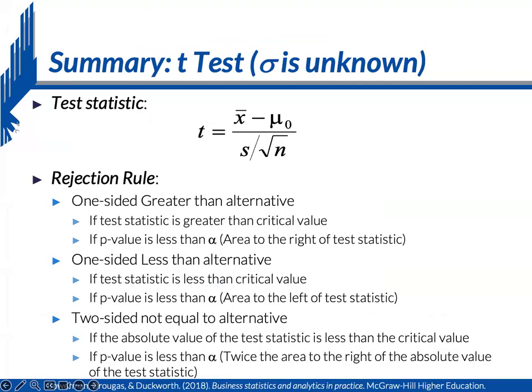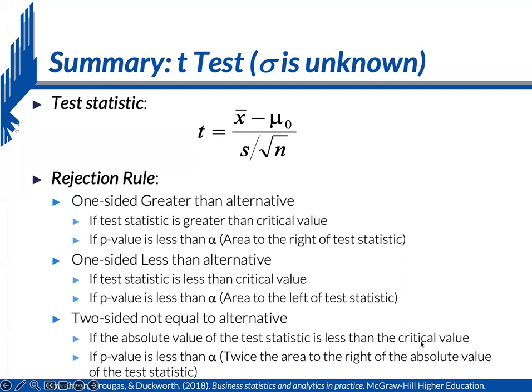So we have here a summary of what the differences will be for the other types of alternatives. So in this example, we looked at this one, okay? But for other examples where we have a one-sided greater than alternative, then the rejection rules will be like this. So the rejection areas will be coming from the right, and the p-value is the area to the right of the test statistic.